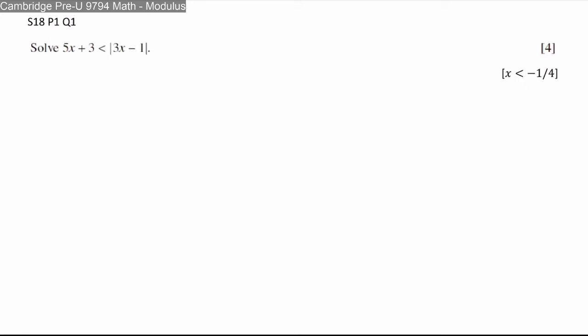Okay, so let's look at the next one. For this next one, we have 5x + 3 < |3x - 1|. This is where we have to be careful when we solve this kind of inequality, because we only have one side which has the modulus.